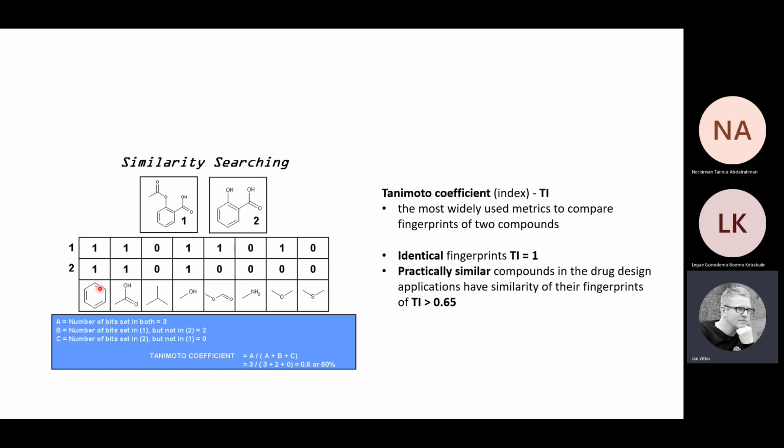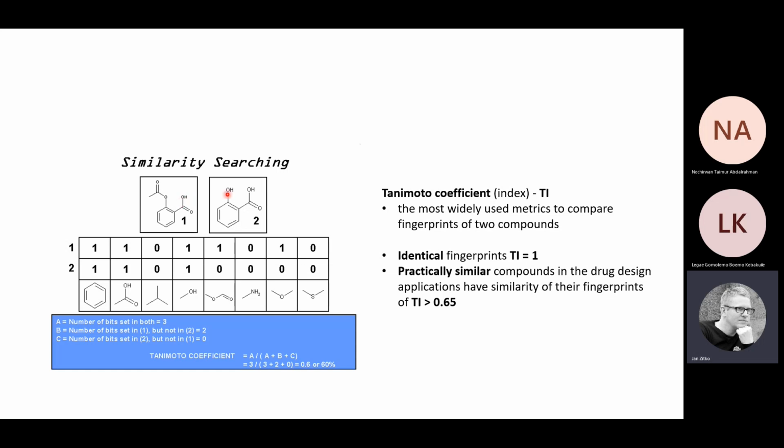So the benzene ring is present both in molecule 1 and molecule 2. So it will be bit value 1, bit value 1 in both cases. The carboxylic moiety is also present in both of them, 1, 1. The isopropyl moiety is not present in any of these, 0, 0. Hydroxyl is present in both. Be careful, it doesn't have to be hydroxyl in the exact sense, we are talking about atoms. We know that this is not hydroxyl, it's part of a carboxylic function, but still for the similarity searching it's the same.